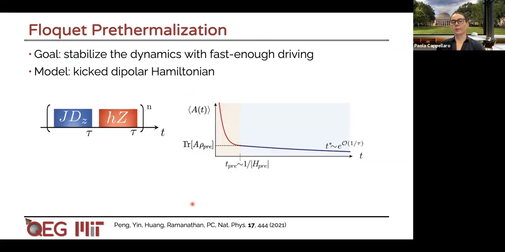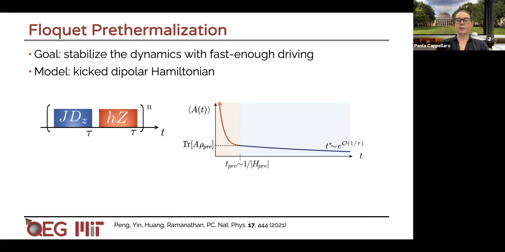And more precisely, what was conjectured was that the dynamics of the system would achieve a regime called prethermalization. So if you have fast enough driving, your system is stabilized with respect to a thermal equilibrium given by an effective Hamiltonian, your Floquet Hamiltonian, the Hamiltonian that you achieve by the periodic driving, and not the natural Hamiltonian.